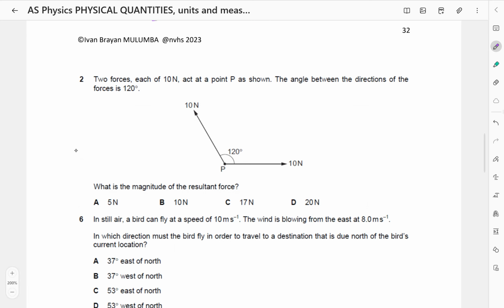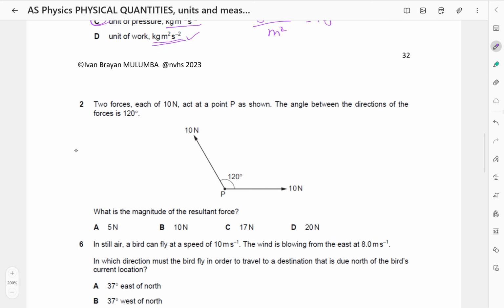Two forces, each of 10 newtons, act at a point P as shown. The angle between the direction of the forces is 120 degrees. What is the magnitude of the resultant force? So we want the magnitude of the resultant. You can use resolving.